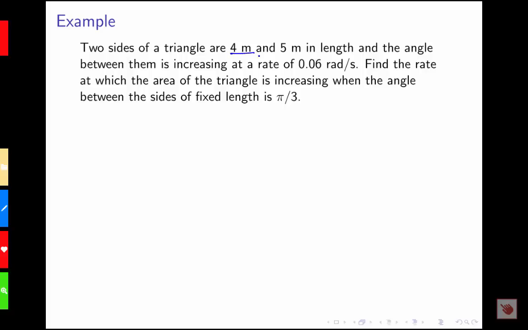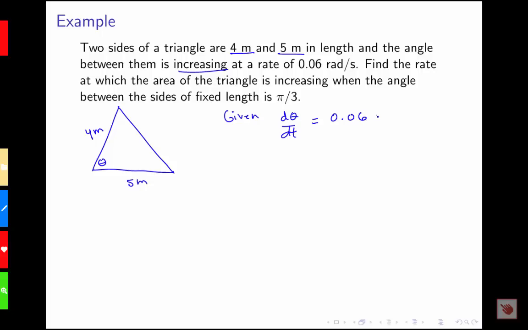Okay, so this 4 and 5 meters is something that's going to stay the same. So I've got a triangle here with 4 meters here, 5 meters here, and I have this angle between them that's increasing, so it's becoming a wider angle. So I'm given that d theta/dt is equal to a positive, because it's increasing, 0.06 radians per second.